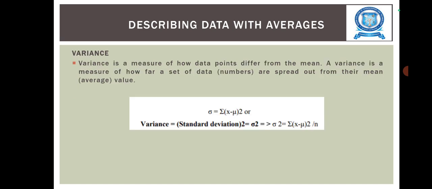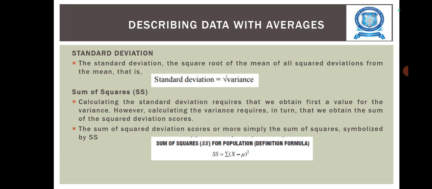Next one is variance. It is a measure of how data points differ from the mean. A variance is a measure of how far a set of data is spread out from its mean value. Here is the given formula for variance. Next one is standard deviation. The standard deviation is the square root of the mean of all square deviations from the mean. That is, standard deviation is equal to the root of variance.